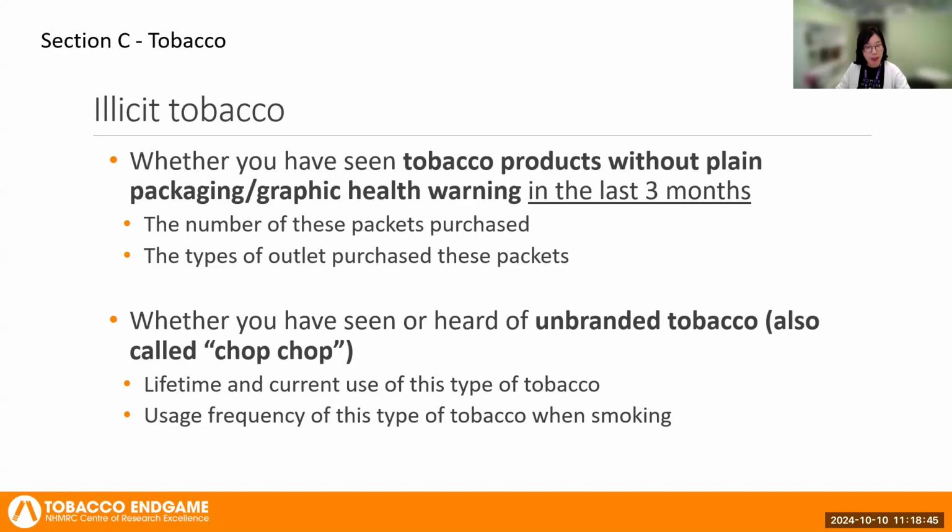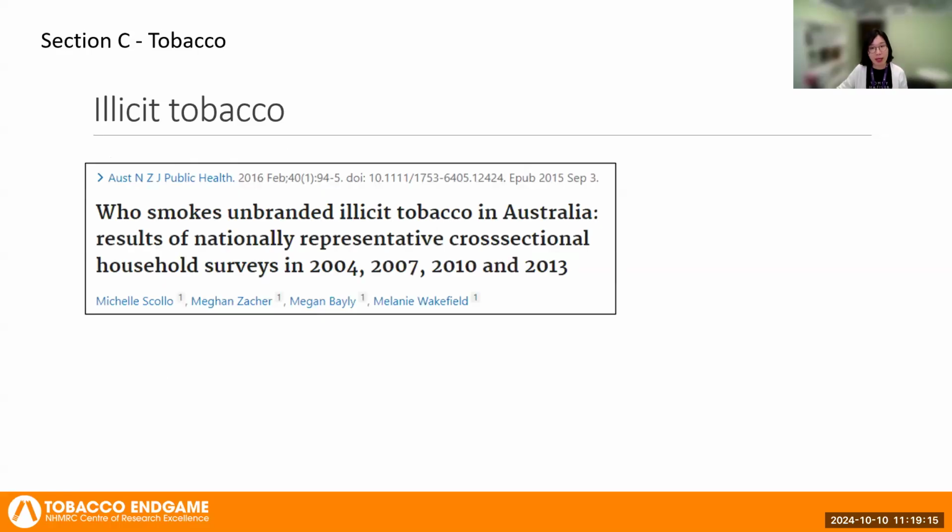At the end of this tobacco section, there are questions regarding illicit tobacco. The survey investigated two types of illicit tobacco. The first one is tobacco products that lack plain packaging or graphic health warnings in the past 3 months, not in the past year. And the second one is about unbranded illicit tobacco, commonly referred to as chop chop in Australia. One research team published a paper using these variables, examining whether unbranded illicit tobacco use has increased over the study period and who is smoking these products by analyzing data from 4 waves.